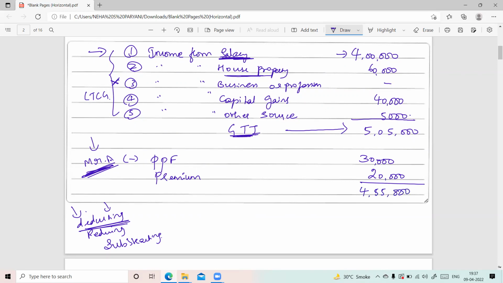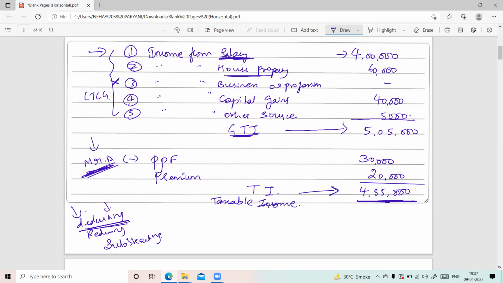rupees, which is the total income of Mr. A. So income from the five heads after deductions is called the total income. Now this amount is also called taxable income. Total income is also called the taxable income of an individual.